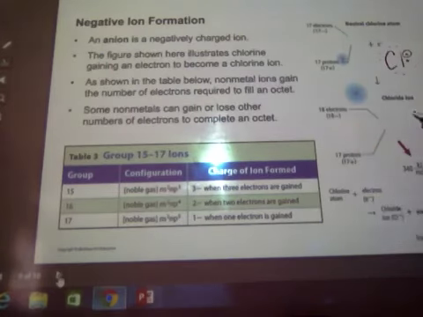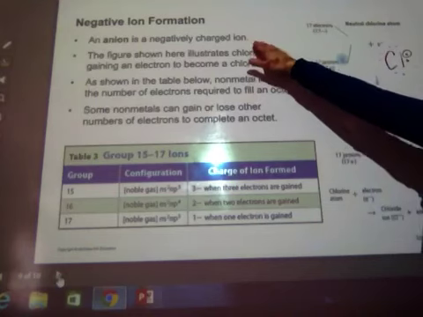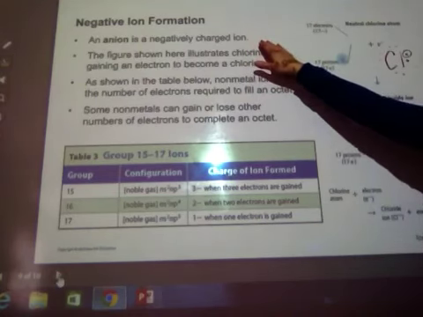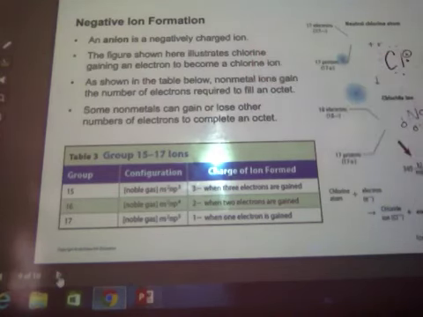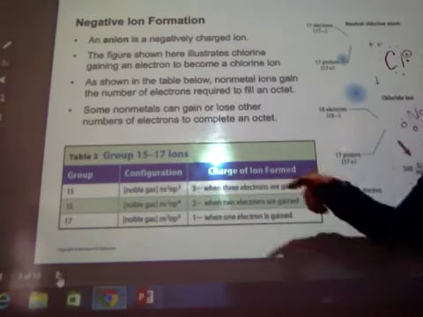If I look at nitrogen, nitrogen has 1, 2, 3, 4, 5. It's going to have to gain 1, 2, 3. So it will have a -3 charge because it's going to gain 3 electrons. So anion is anything that's negatively charged. The figure shows chlorine. The table shows what it's gaining, 1, 2, or 3.